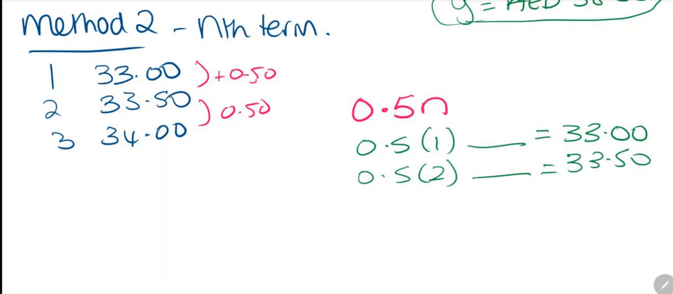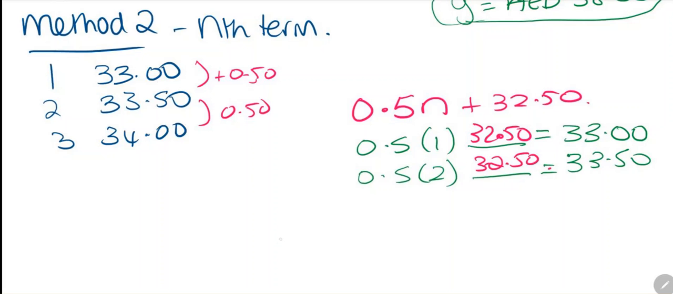And again, when n is 2, we need to add something to give us the answer of 33.50. So half of 1 is a half, so to get 33, it is going to be 32.50. And to check our answer, half of 2 is 1. 1 plus 32.50 will give us 33.50. So we know that we have to add 32.50 to our formula.